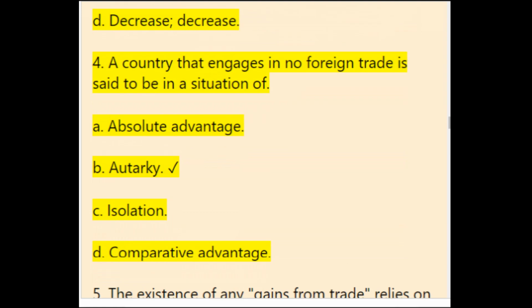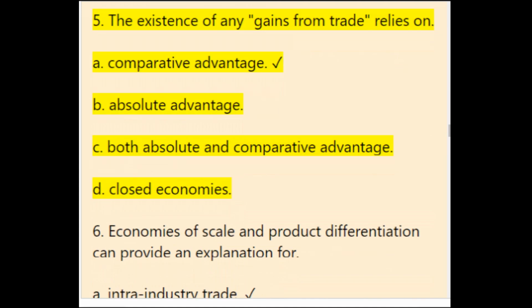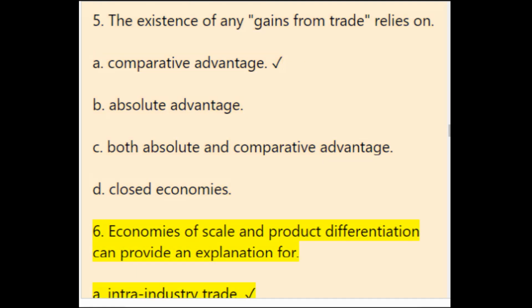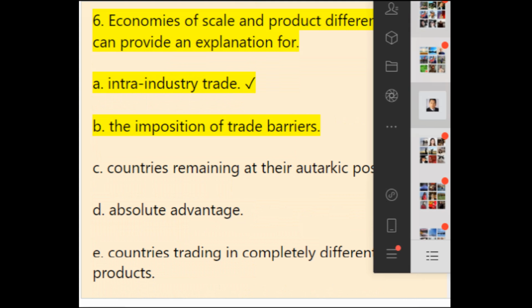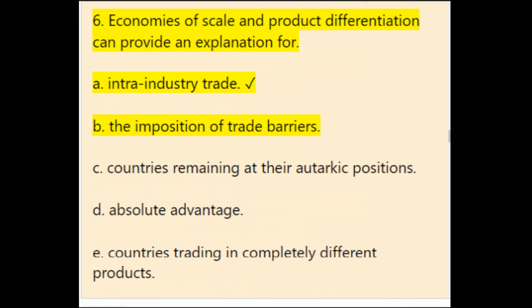4. A country that engages in no foreign trade is said to be in a situation of A. Absolute advantage. B. Autarkia. C. Isolation. D. Comparative advantage. 5. The existence of any gains from trade relies on A. Comparative advantage. B. Absolute advantage. C. Both absolute and comparative advantage. D. Closed economies.